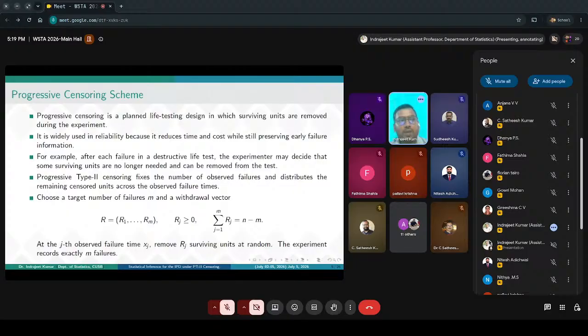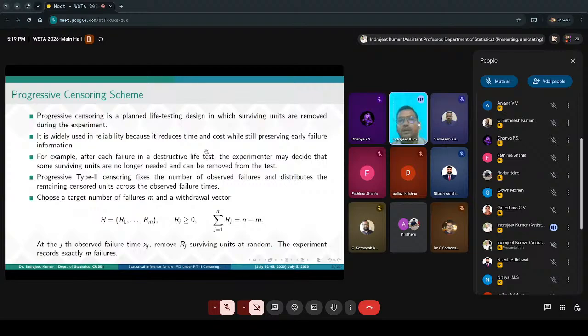How can we save time? If we have thousands of experimental units, we all know that after the experiment all the experimental units have been destroyed. So this progressive censoring scheme can be cost effective, because it can save some live units as well. This is a widely used censoring scheme in reliability theory.